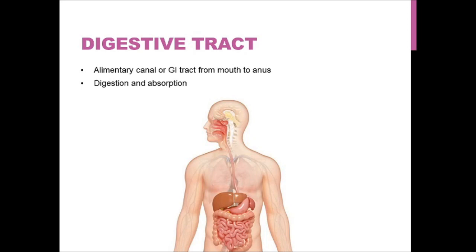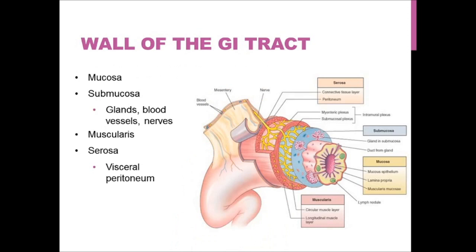So the wall of the GI tract is broken down into 4 different parts. Starting with the innermost part is the mucosa. The mucosa is going to surround the opening of the canal, which is called the lumen. The mucosa is going to have all of these epithelial tissues, and it's going to surround the lumen. Surrounding the mucosa is going to be the submucosa. The submucosa is going to have a lot of glands, blood vessels, and nerves to support the mucosal lining.